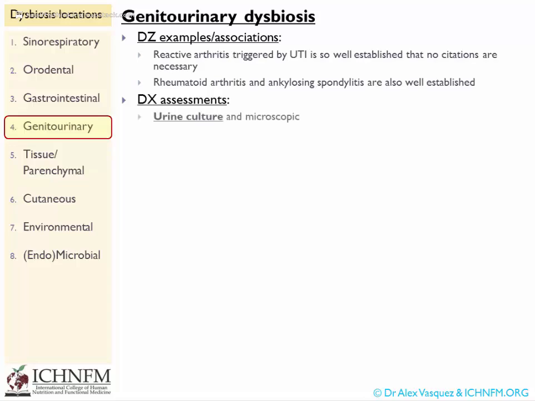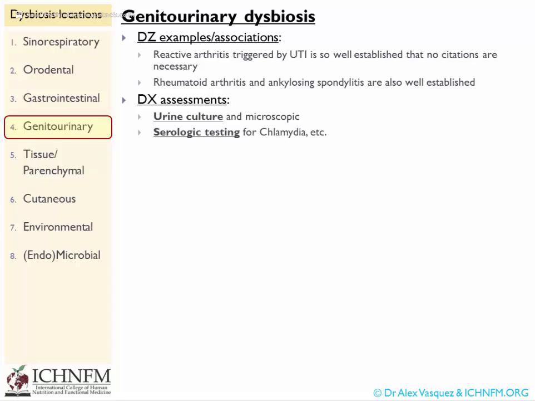So let's look at some of the tests that we could do here. We could do a urine culture. We could do a microscopic exam. That's typically not going to give us data about specific microbes. So we want to do a urine culture. I'll show you some results on one of those tests in just a moment. We can also do serologic testing for chlamydia, for example.